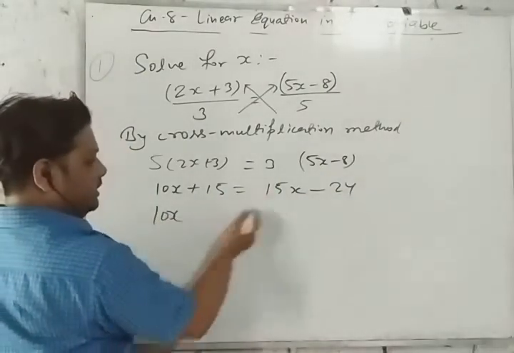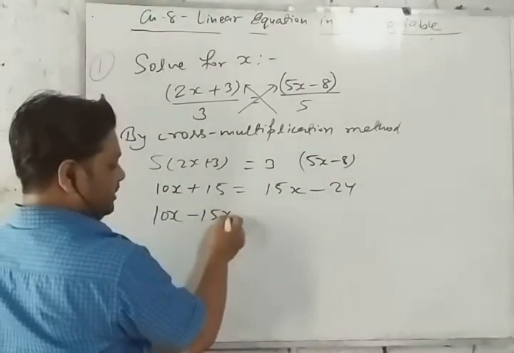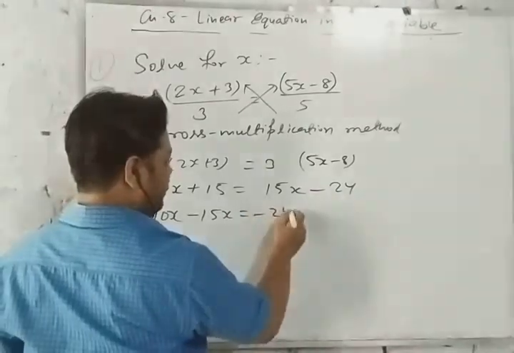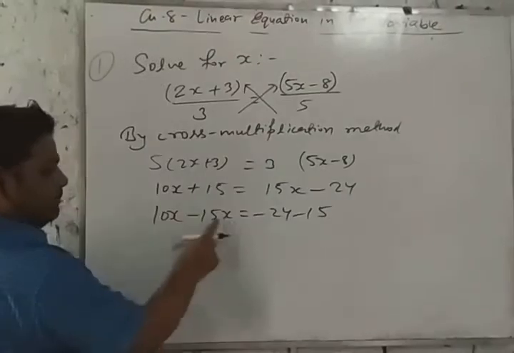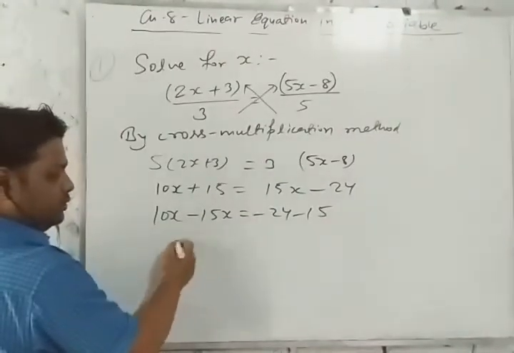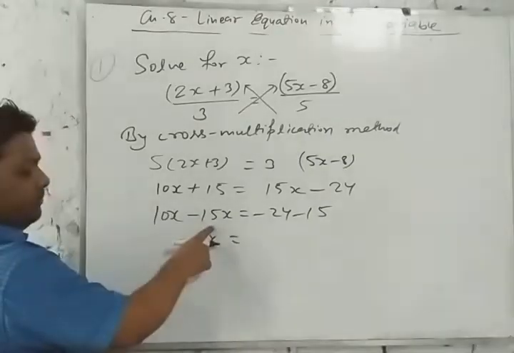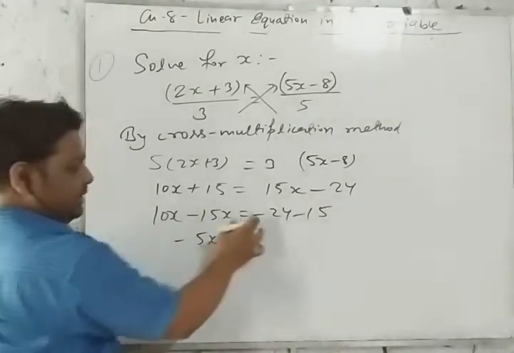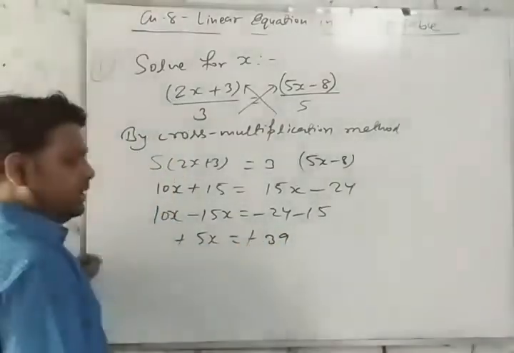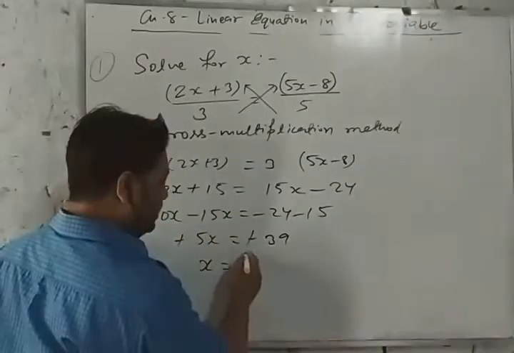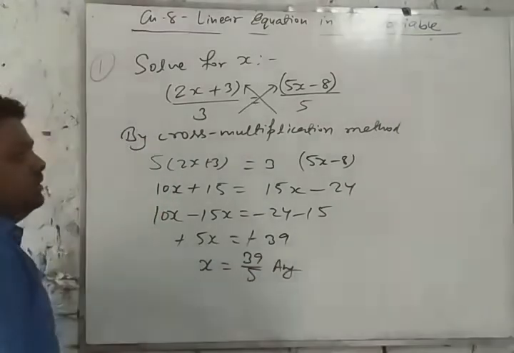So 10x, then 15x will come here, then plus sign will become minus sign, minus 15x is equal to minus 24 minus 15. 10x minus 15x, like terms both are, so we will write minus 5x, and 15 is bigger number, so we will write minus sign here, minus 39. Minus minus cancelled out. So it will be x is equal to 39 by 5. So like this we will solve the question.